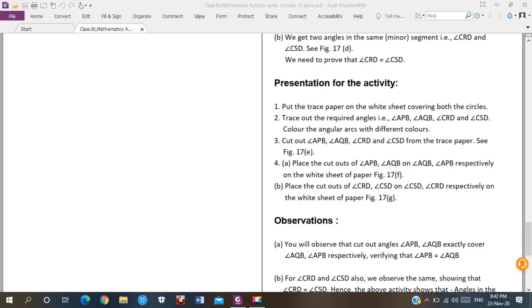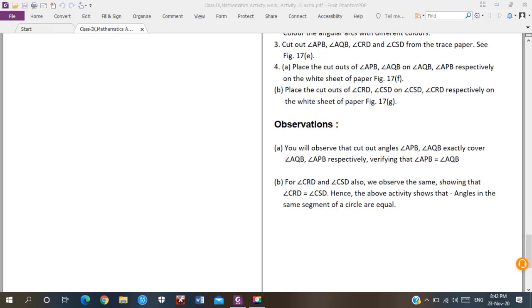Place the cutouts of angle APB and angle AQB on angle AQB and angle APB respectively on the white sheet of paper. Place the cutouts of angle CRD and angle CSD on angle CSD and angle CRD respectively on the white sheet of paper.